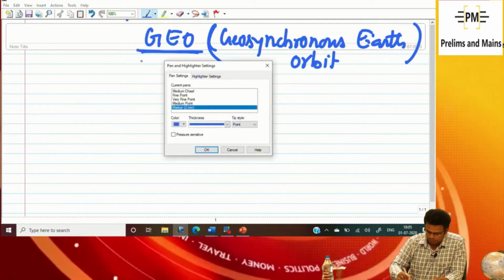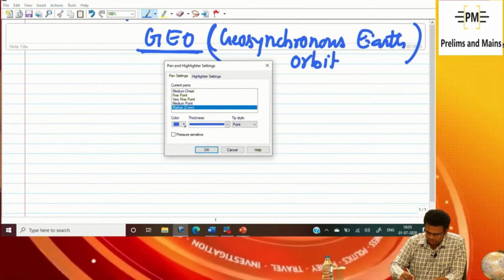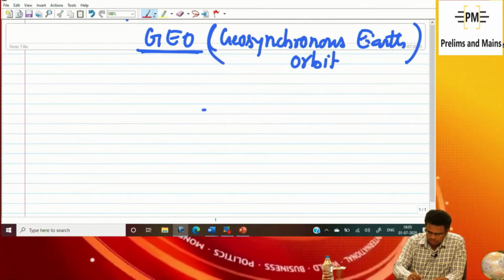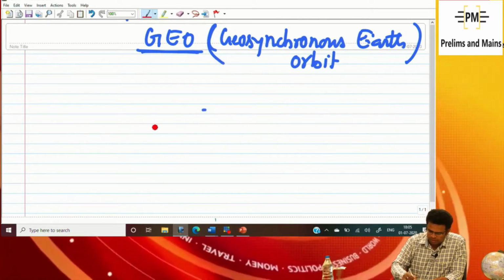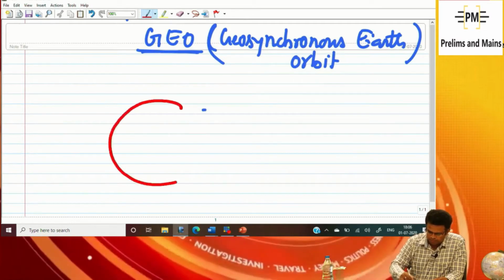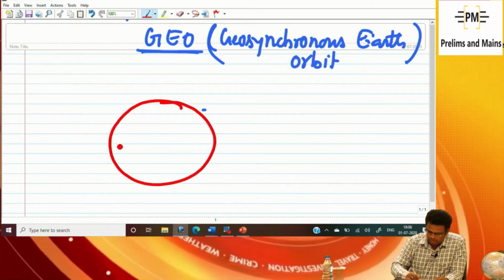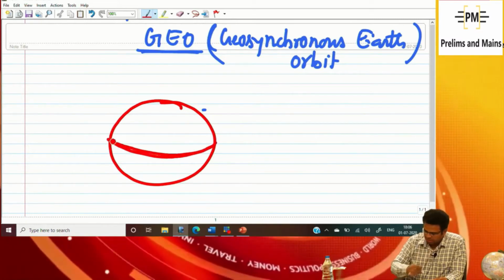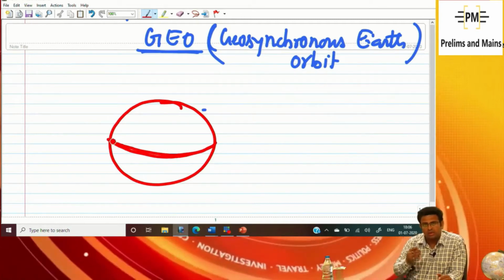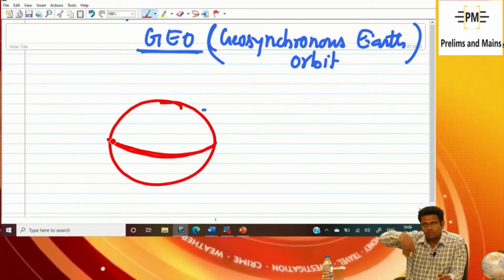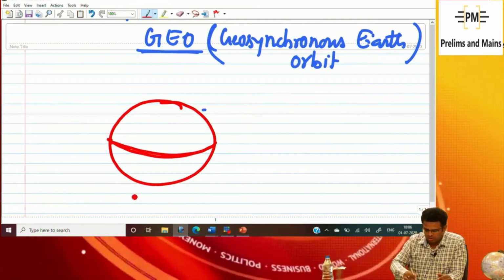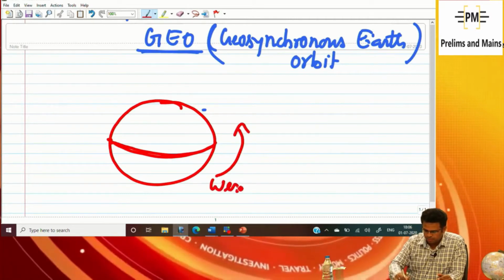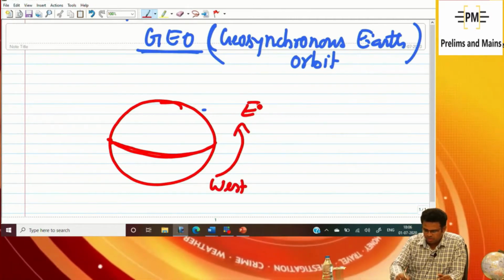As you have seen, if here we have an Earth and this is your equator, and you know that the Earth rotates from west to east. Earth rotates from west to east.